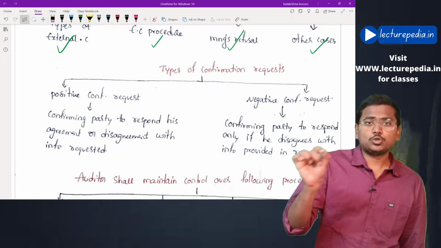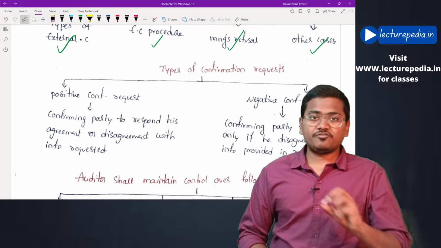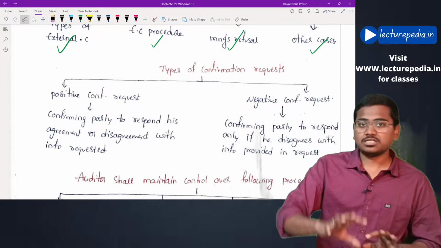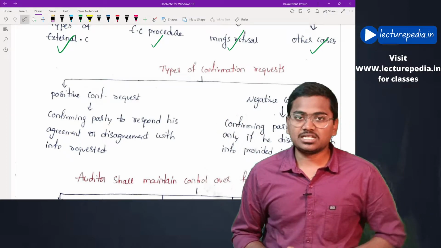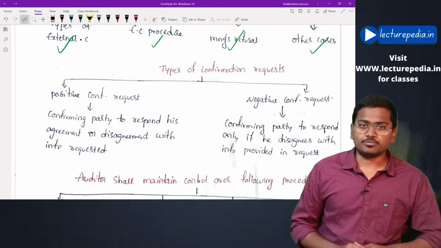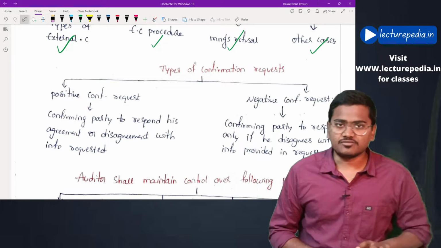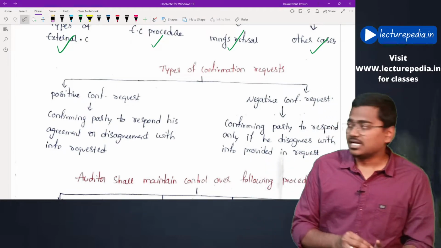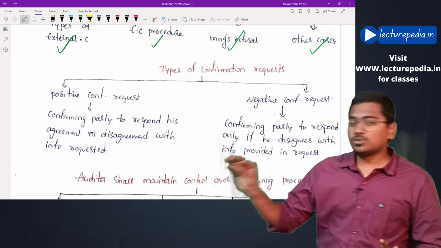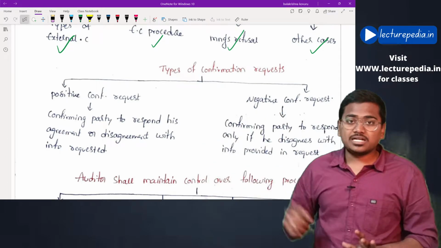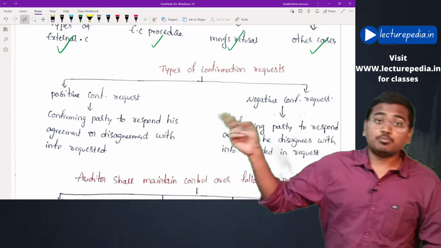Basically, there are 2 types of external confirmations. First one is positive external confirmation. Second one is negative external confirmation. What is positive external confirmation? In case of positive external confirmation, when the auditor requests the third party to give the confirmation, the third party has to respond in both the cases.